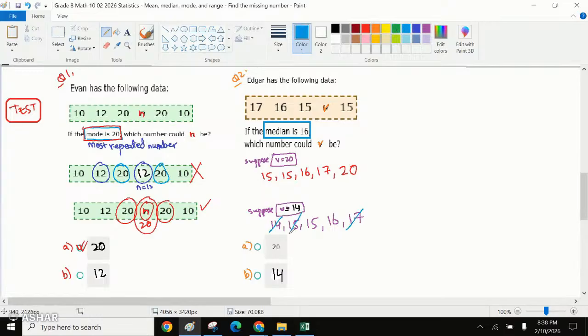Cancel this, cancel this, cancel this, cancel this. This is the median, and this is not our requirement. Median has to be 16, right? Let's go back. Cancel this. 16 is the middlemost number, right? If V is taken as 20, then 16 becomes the middlemost number. So what we did was we put down both the possibilities into the question and we tried to find the answer. Okay?